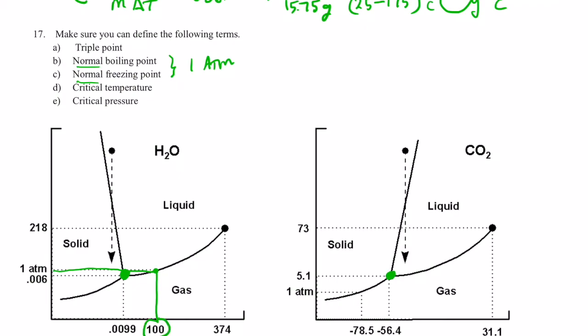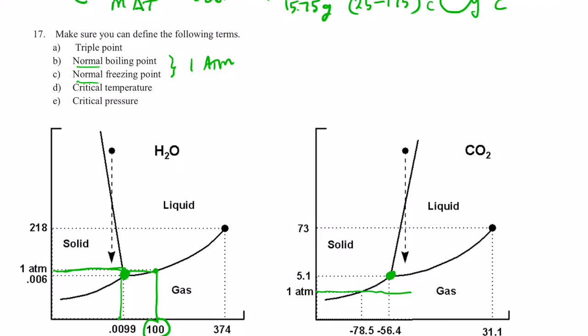Now, CO2 does not have a normal boiling point, does it? Yeah, if we go to 1 atmosphere, we come across to the liquid-gas line. We don't bump into it, do we? We go directly from the solid to the gas, so it sublimes. How about the normal freezing point? Yeah, that's the liquid-solid equilibrium line at 1 atmosphere. So at 1 atmosphere, if we go and bump into the liquid-solid line, it will be 0.0 degrees Celsius for water.